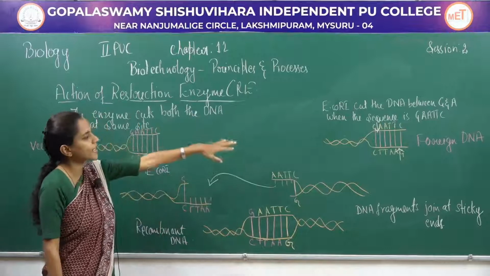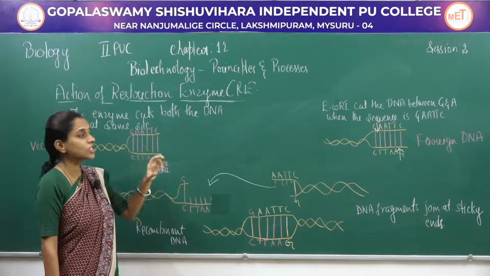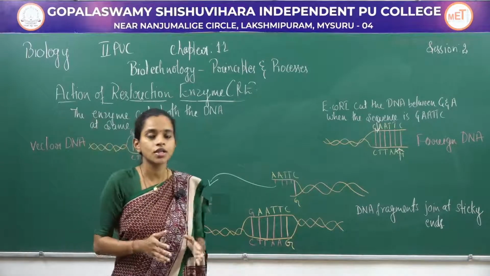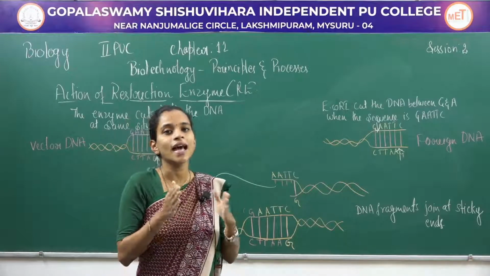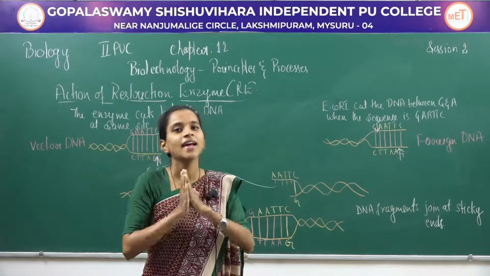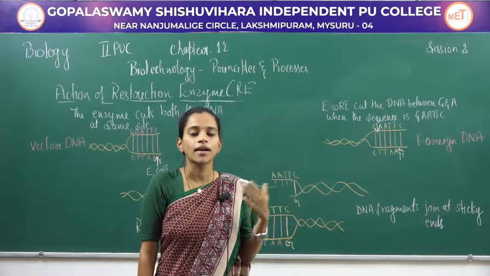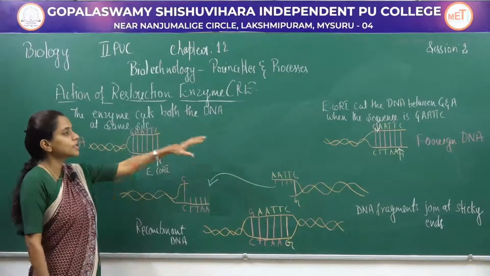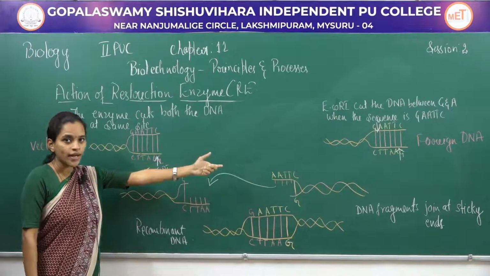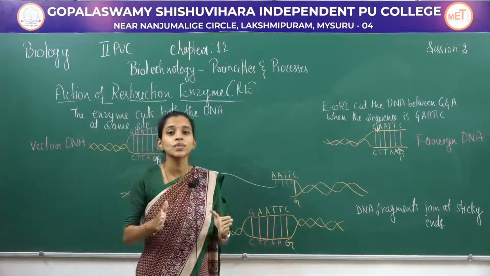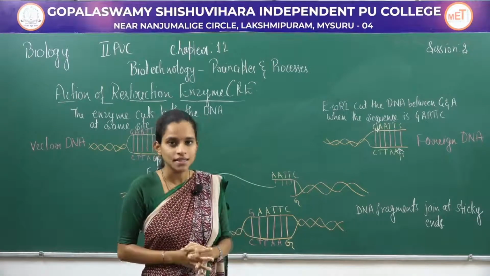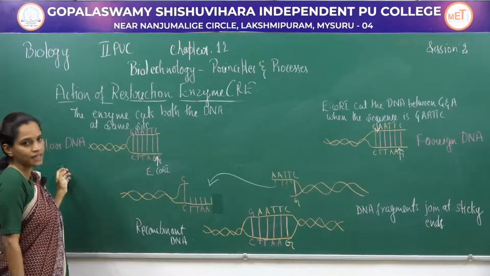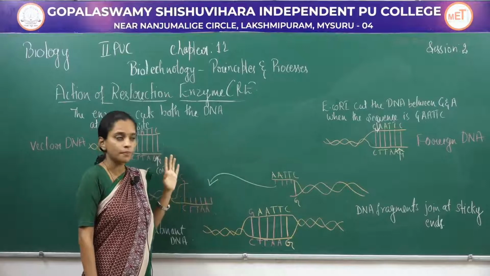In both the vector as well as the foreign DNA, I have enlarged the part where the sequence is GAA-TTC, because the E. coli restriction enzyme acts only between the guanine and adenosine nitrogen bases. When it comes to this particular sequence, E. coli acts between guanine as well as adenosine and breaks the sequence. Here the enzyme cuts both the DNA at the same site, between guanine and adenosine.